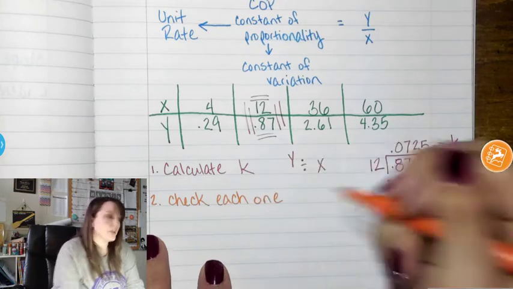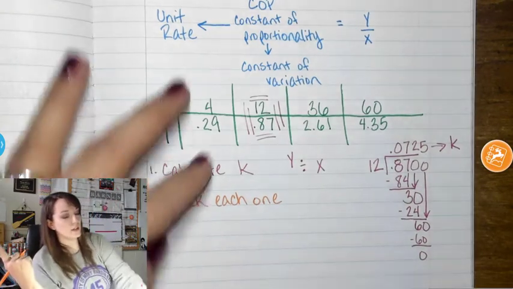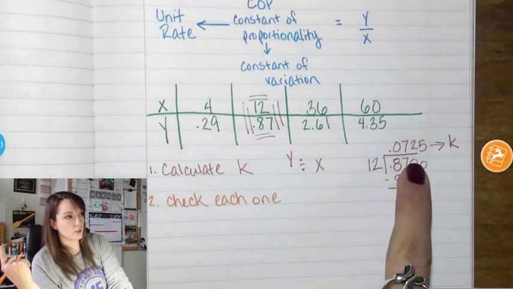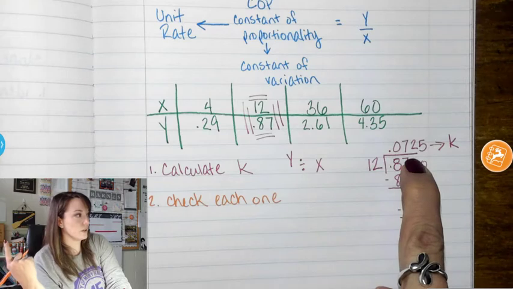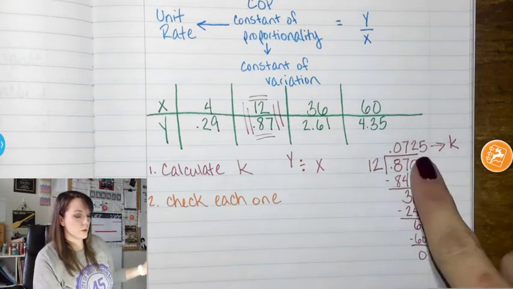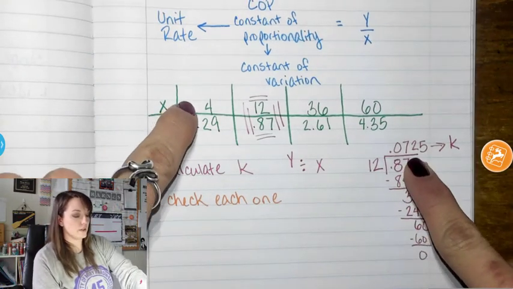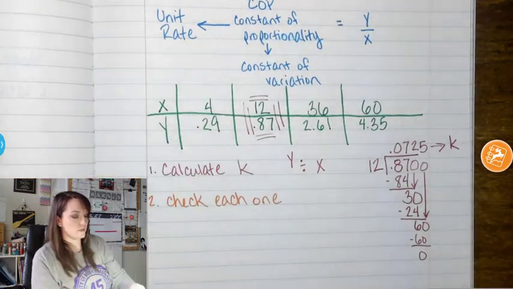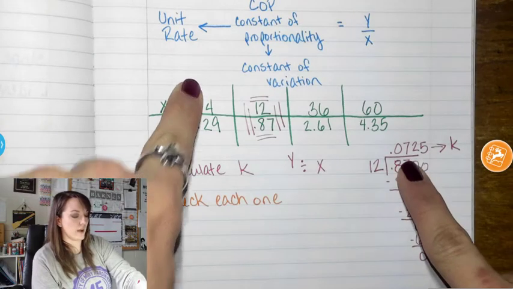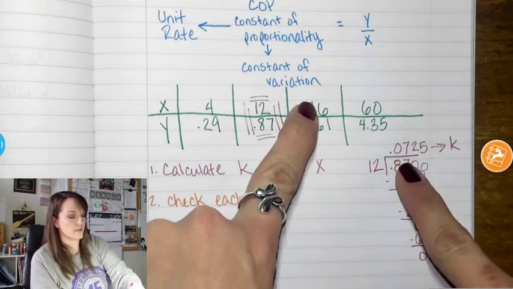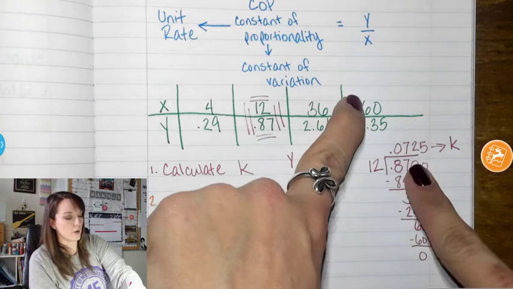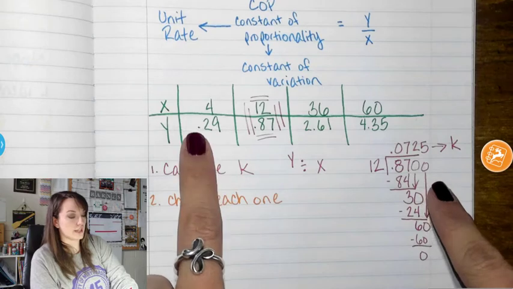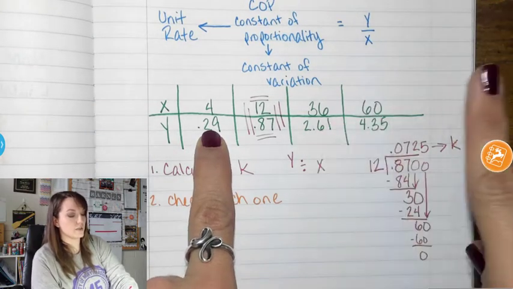Now this is where you get a choice. You can either divide if you'd rather divide. You can divide these two, divide these two, divide these two. Or just multiply by 0.0725. So if you prefer multiplication, multiply by 0.0725. If you prefer division, divide y by x. 4 times 0.0725, 36 times 0.0725, 60 times 0.0725. You should get 0.29, 2.61, 4.35.